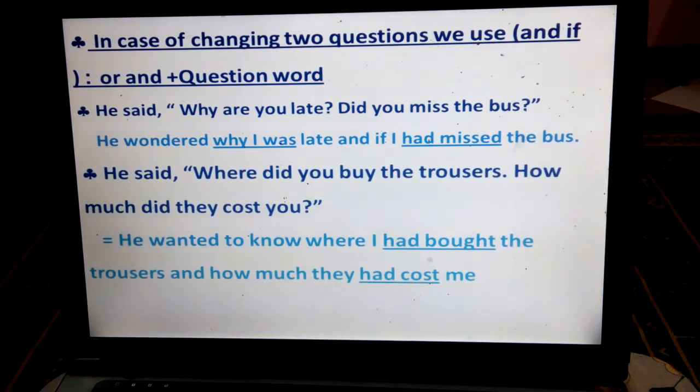Okay. Another example. He said, "Where did you buy the trousers? How much did they cost you?" In the indirect question, he wanted to know where I had bought the trousers and how much they had cost me. The same as we said before.